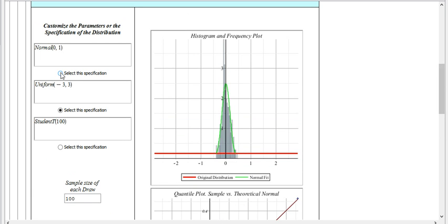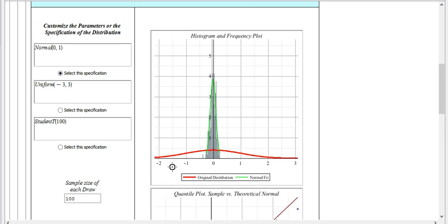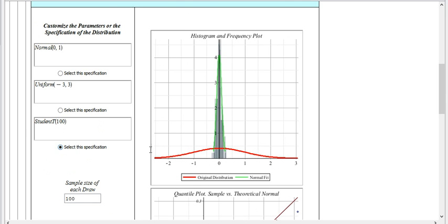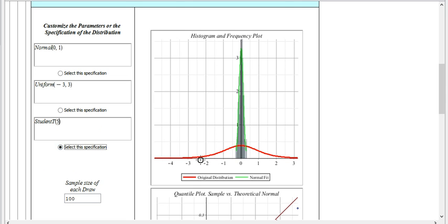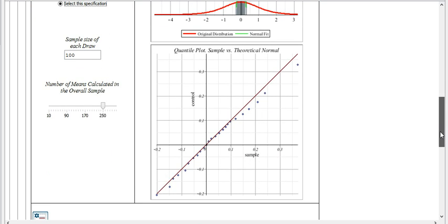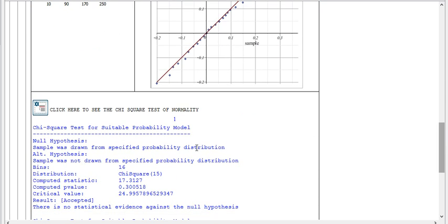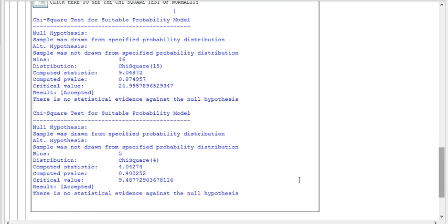We can do the same with a different original distribution. Look here. I was starting with a normal. I'm starting here with a chi-square. I can reduce, if I want, the number of degrees of freedom. Let's have 5, which will make it more awkward looking. But again, we will tend to normality. And here's the quantile plot. Let's calculate our chi-square test again, and we will see again that there is no statistical evidence against the null hypothesis.